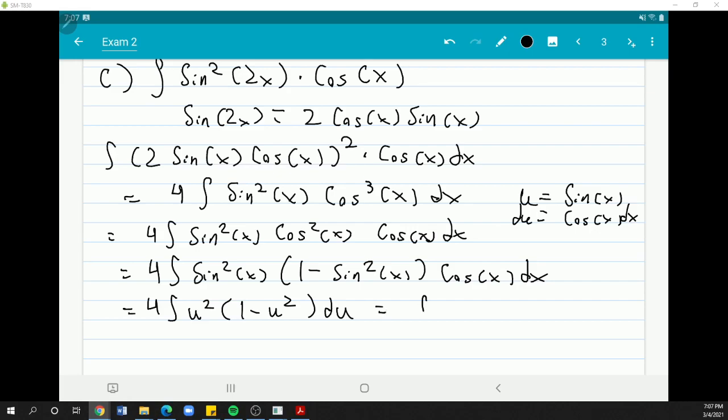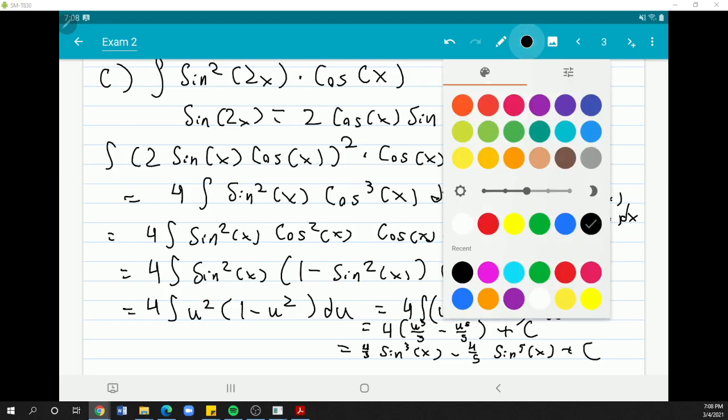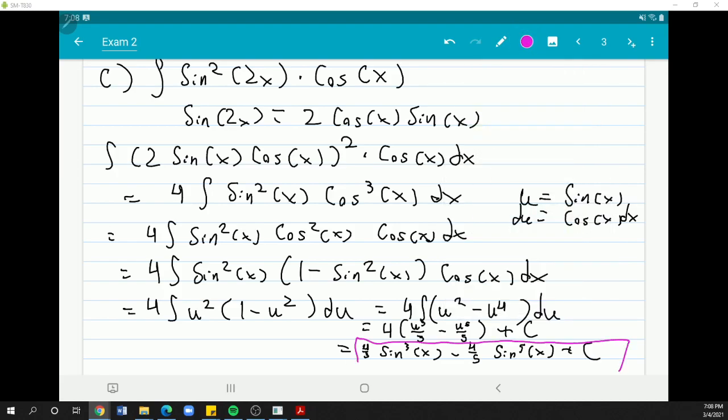And so I get 4 integral u squared minus u to the 4th du equals 4 u cubed over 3 minus u to the 5th over 5 plus c. But then remember, this was sine the whole time, so I have 4/3 sine cubed of x minus 4/5 sine to the 5th of x plus c. And that is it for problem number 2.